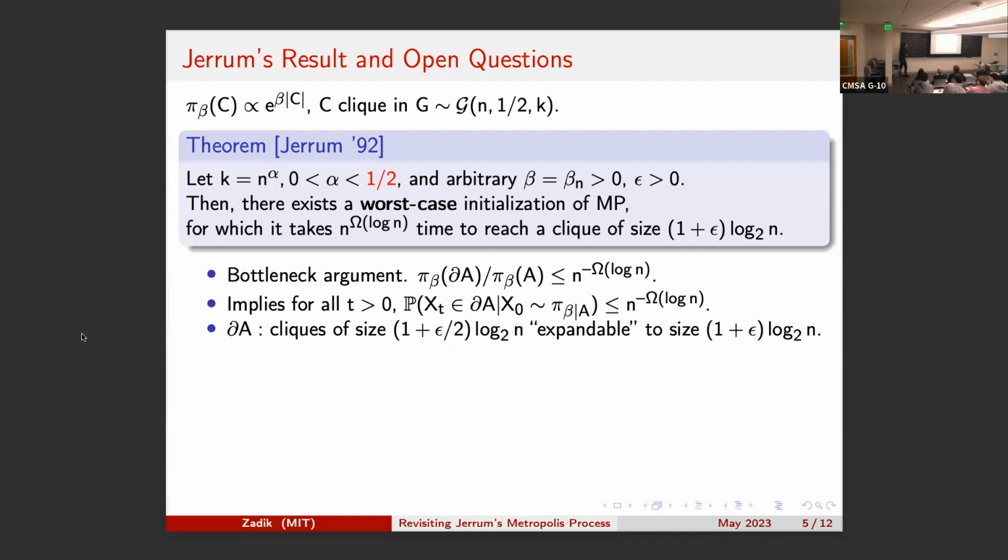And then he computed this ratio and correctly concluded that this is quasi-polynomially small if k is zero. And then what he noticed is that essentially the same technique works as long as k is less than root n. So that's more or less the idea.